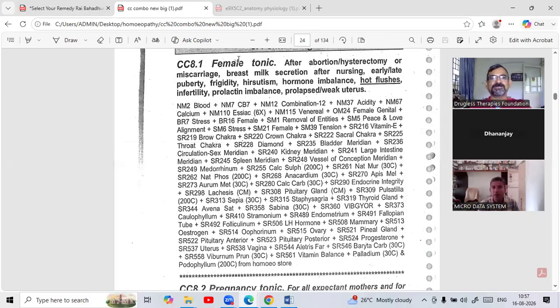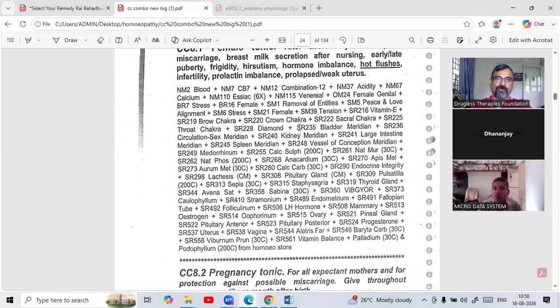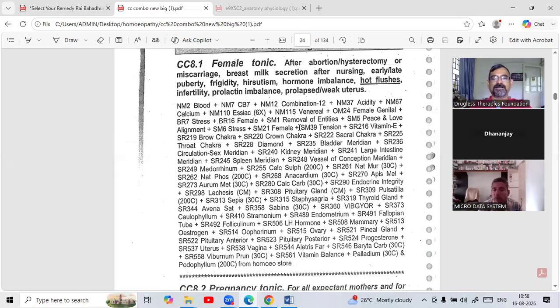I have already derived the single number for each combination, and I have circulated that also. If someone does not have those, I will provide them. Okay, so what are the female complaints we can see? Wherever they are underlining, you can think that this combination is mainly used for such things.